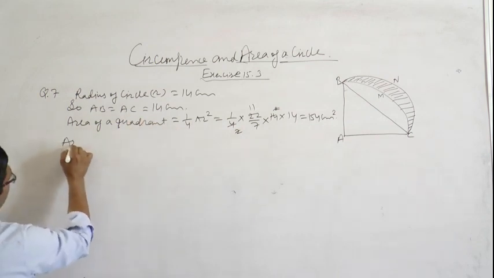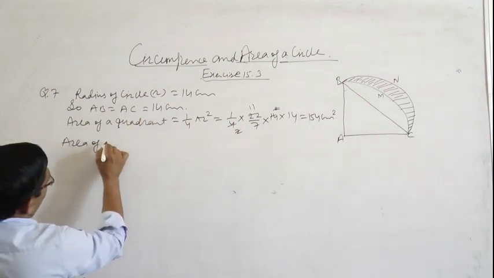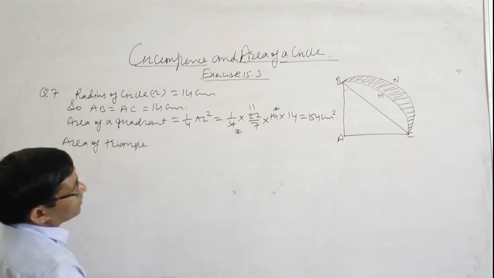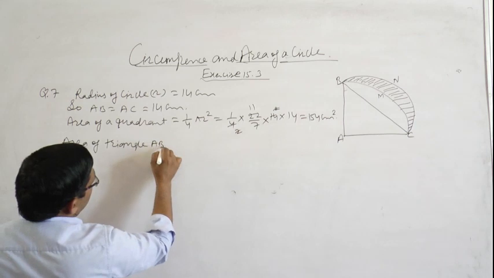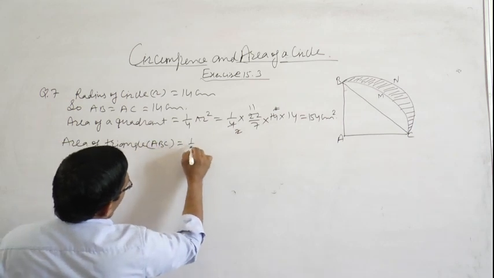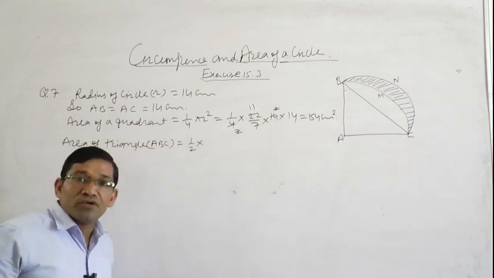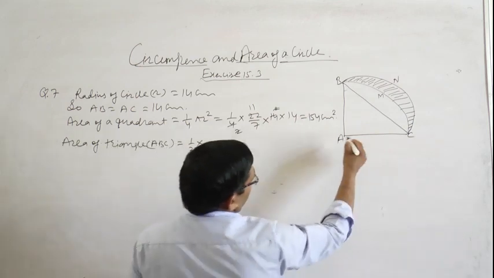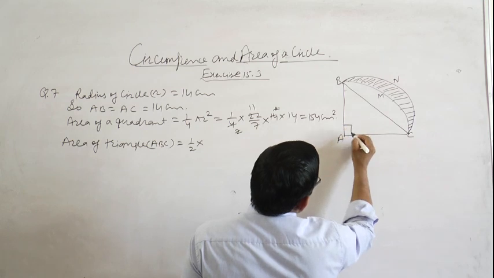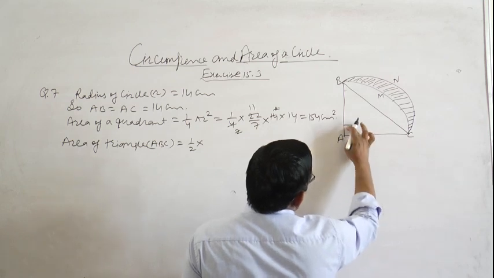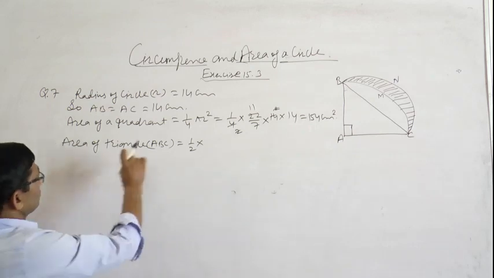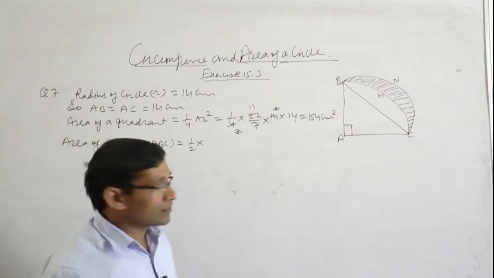Now the area of triangle ABC. Triangle ABC is a right angle triangle, because the quadrant has an angle of 90 degree. So angle A is 90 degree.